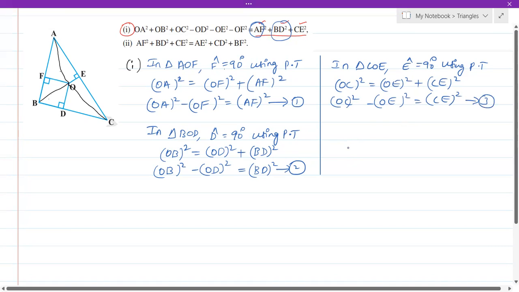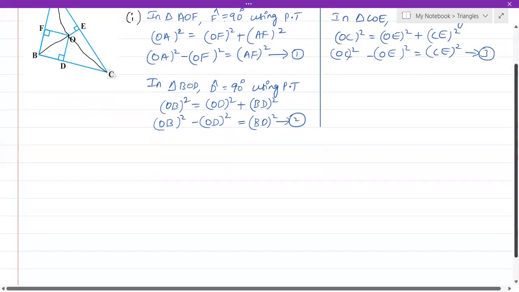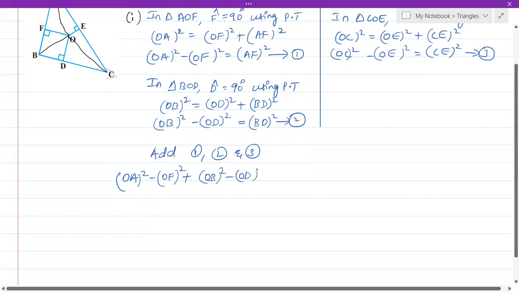What should we do with equations 1, 2, 3? We have to add all the three, isn't it? So let's add equations 1, 2 and 3. How do we add? LHS with LHS. The first LHS is OA square minus OF square. With that, let's add the second LHS, that is OB square minus OD square. With that, let's add the third LHS, that is OC square minus OE square. That will be equal to the RHS. So the RHS is AF square plus BD square plus CE square.